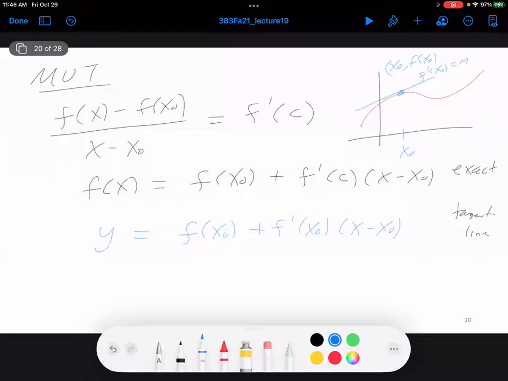And so you could study f(x) - y, that's going to be (f'(c) - f'(x0)) times (x - x0). And so we can use this to try to get a sense of how accurate everything is. What might you want to assume about f'?